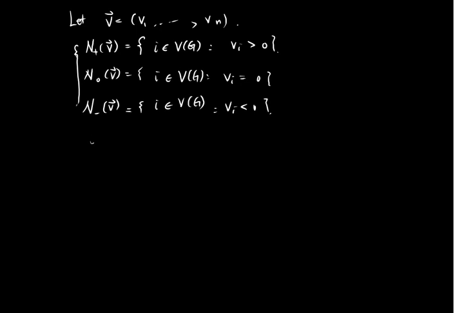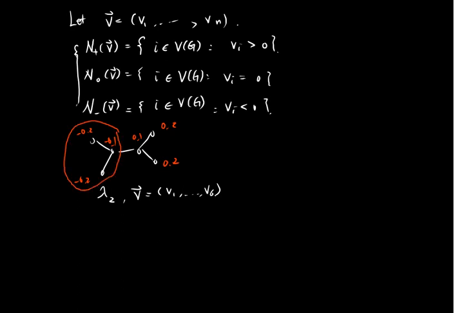So what does that mean? If you have a graph and you calculate lambda 2 and you calculate V, and V is equal to V1 up to V6, and these are some numbers, you are going to label the numbers on these vertices. Maybe this is minus 0.2, minus 0.2, 0.2, 0.2, 0.1, minus 0.1. Then you will say these parts are all the negative part, it is n minus, and these parts are all the positive part, it is n plus.